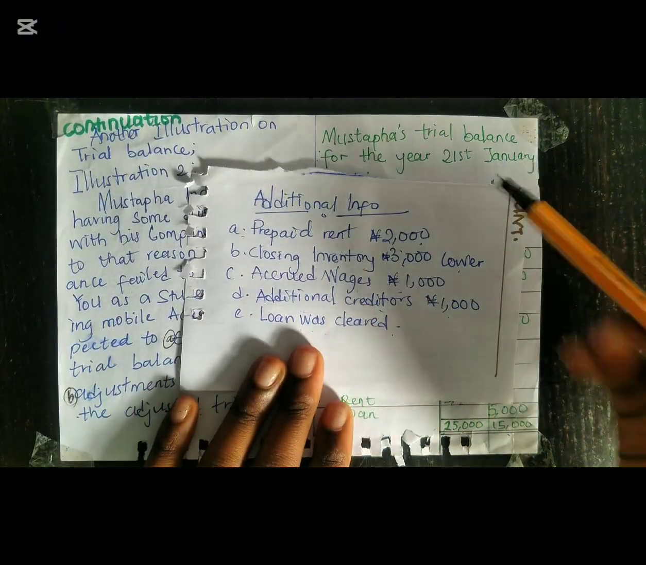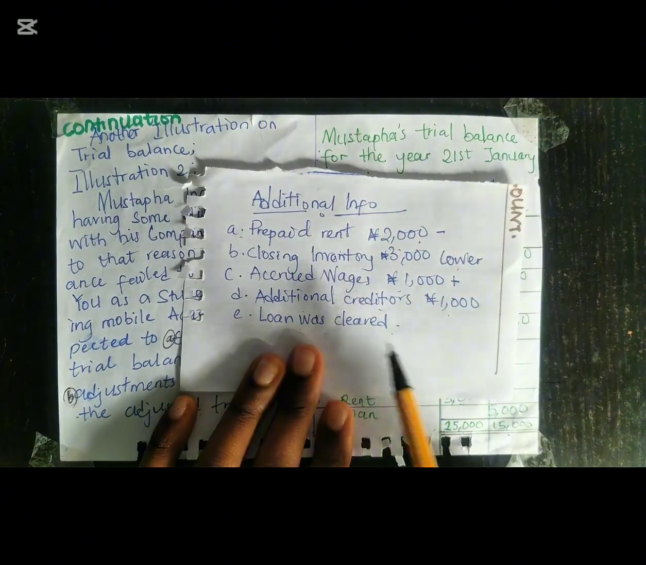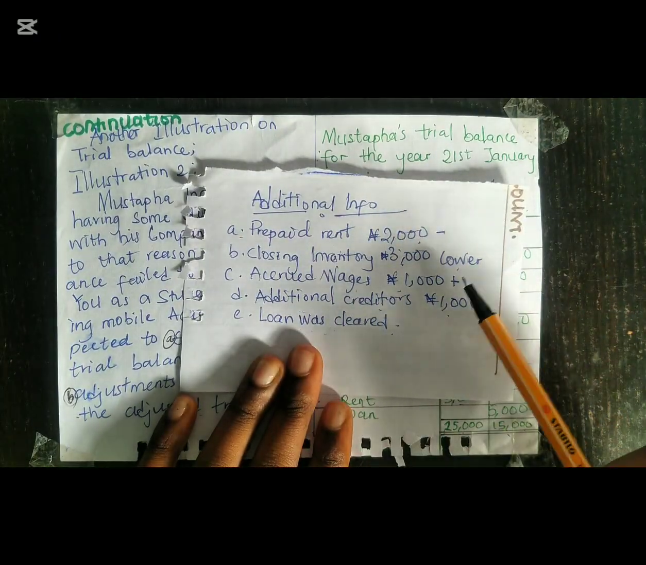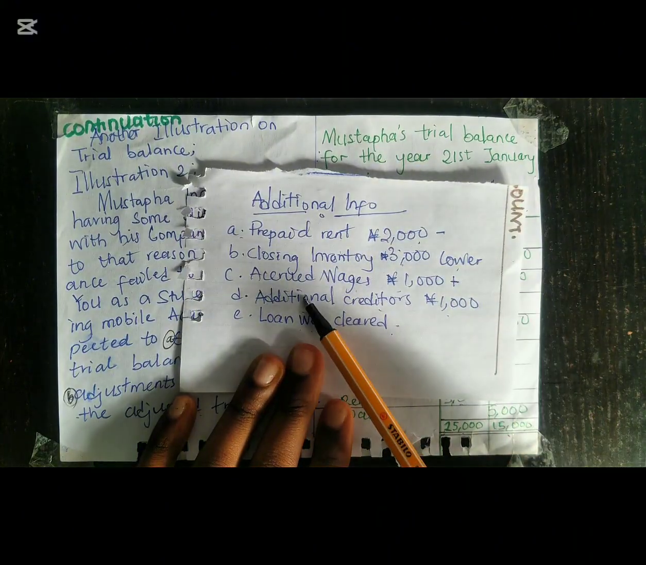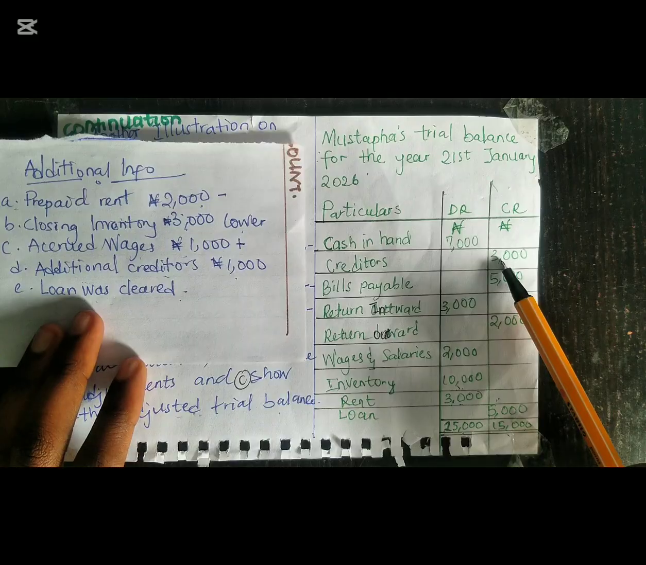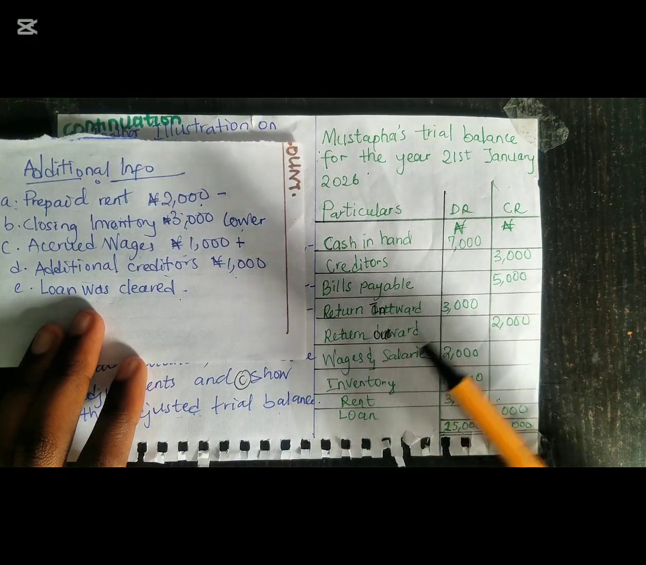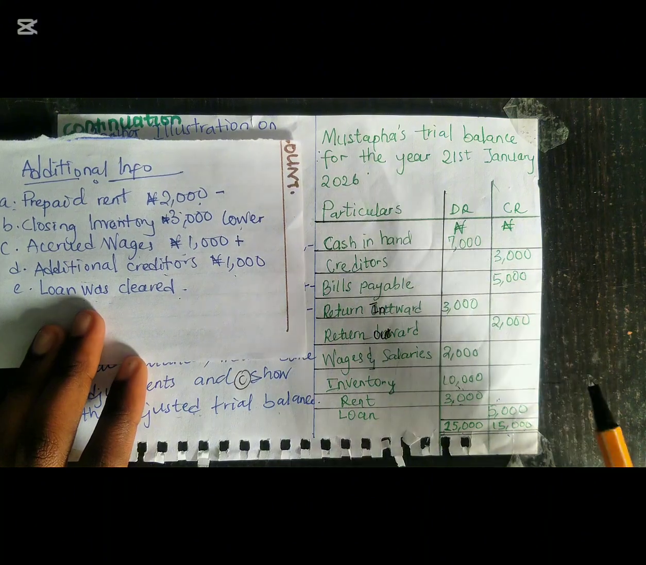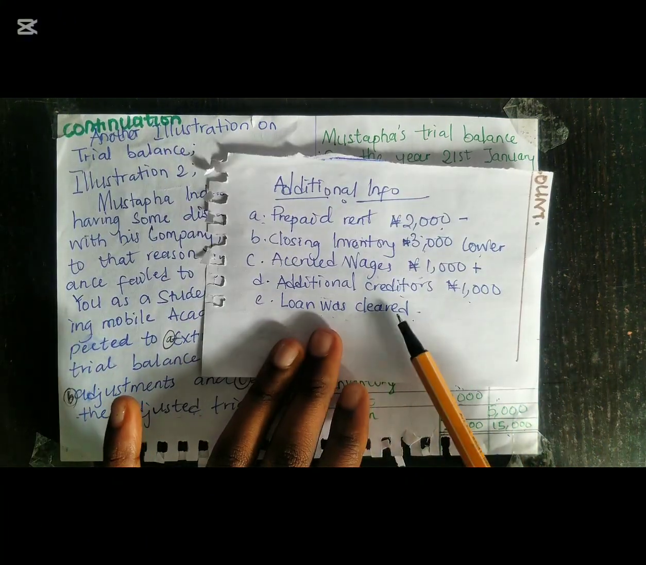Accrued wages. Anytime you hear accrued, you should know that you're adding. Anytime you hear prepaid, you should know you're subtracting. So it's just like the same thing, but this one will be adding. So if it's on the debit side, we're putting it on the debit side. Additional creditors of 1,000 naira. Our creditors normally is 3,000 naira, and they're telling us that there's actually an additional creditors of 1,000 naira. That means the additional 1,000 naira should be put on the credit side.